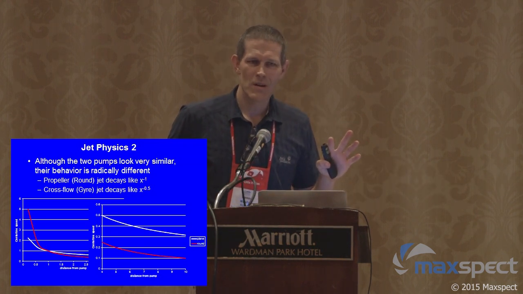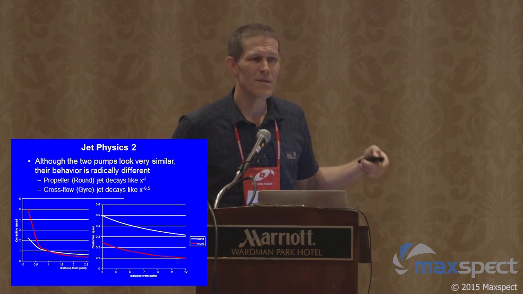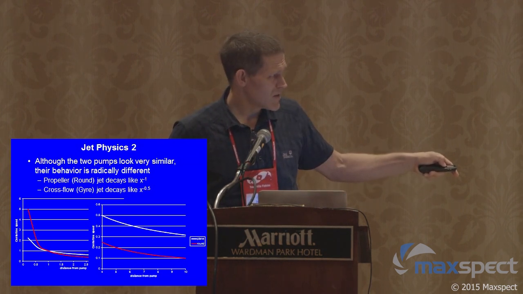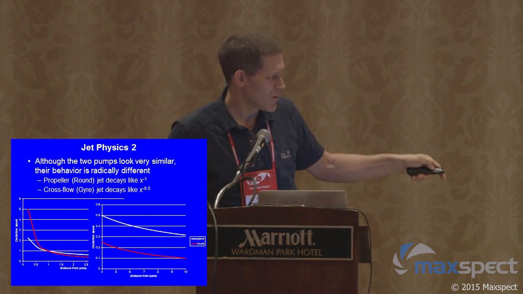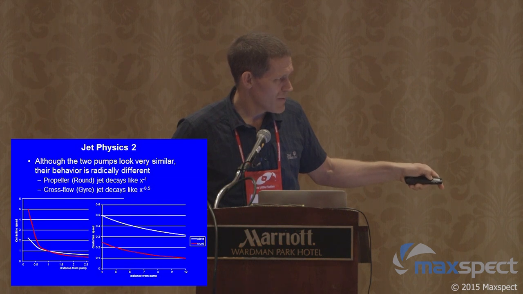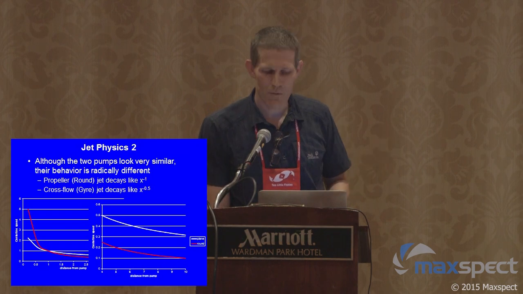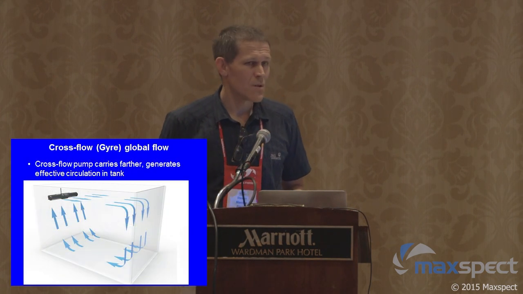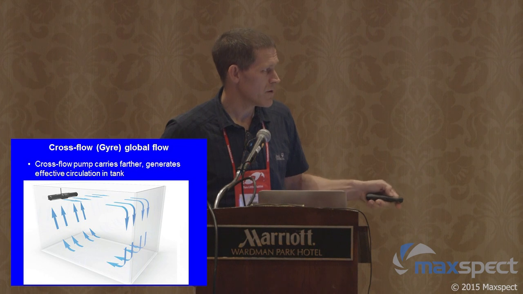So there are two conclusions to take away from this. First of all, if you're using a propeller type pump and you have anything too close to it, it's very highly concentrated at the outlet of the pump, so you're going to have this high flow, which might not be good for whatever you're trying to grow. The cross flow type pump has a slower flow right at the exit, but that slower flow persists longer, at a stronger level than the propeller type pump. That's the conclusion to take away from the math here. And that stronger, slower decay leads to a nice global turnover in your tank.